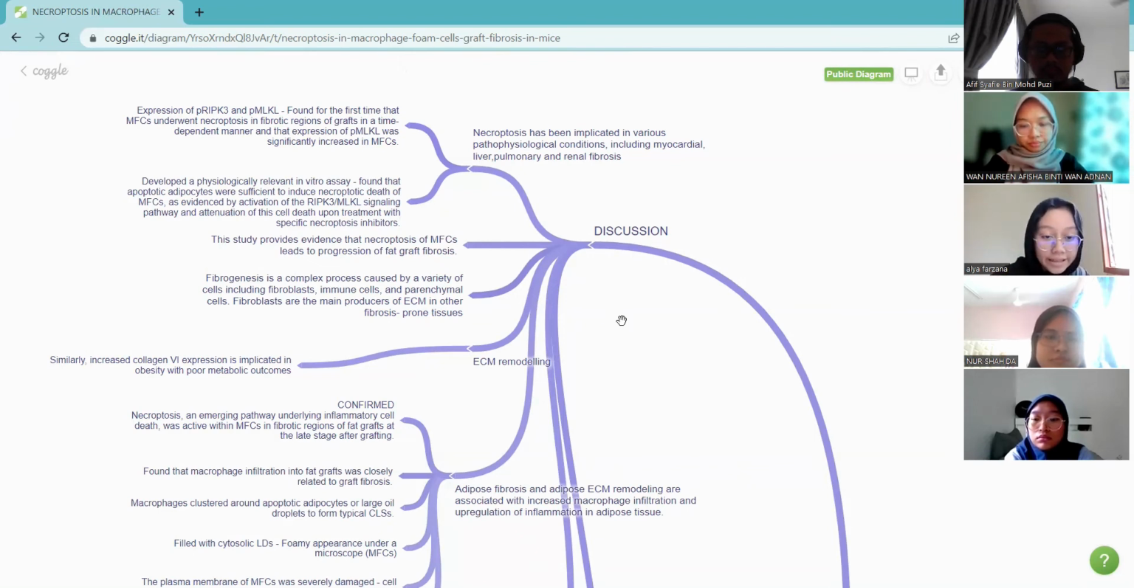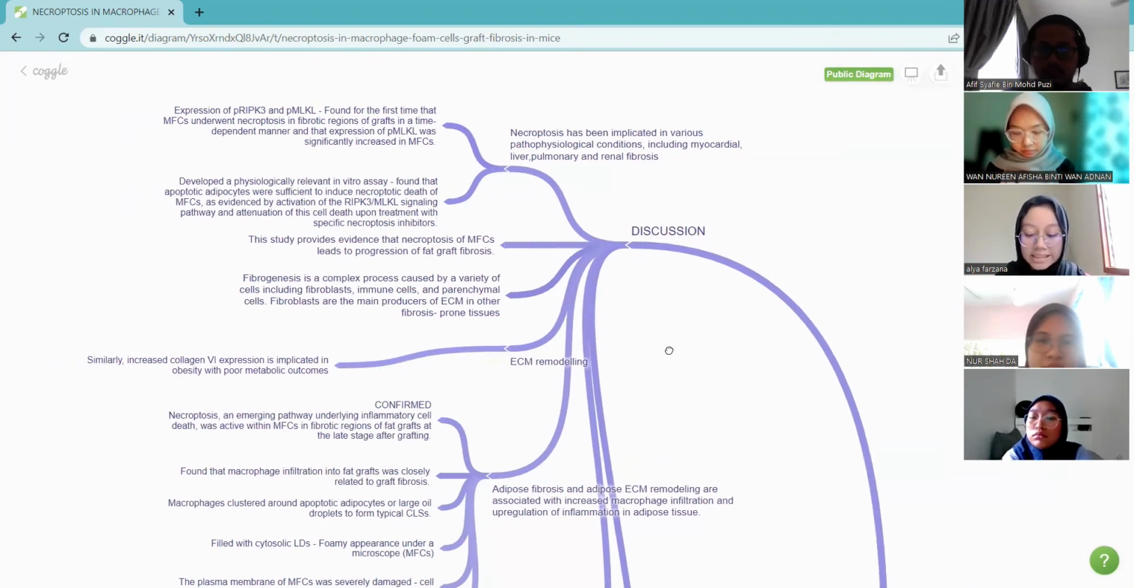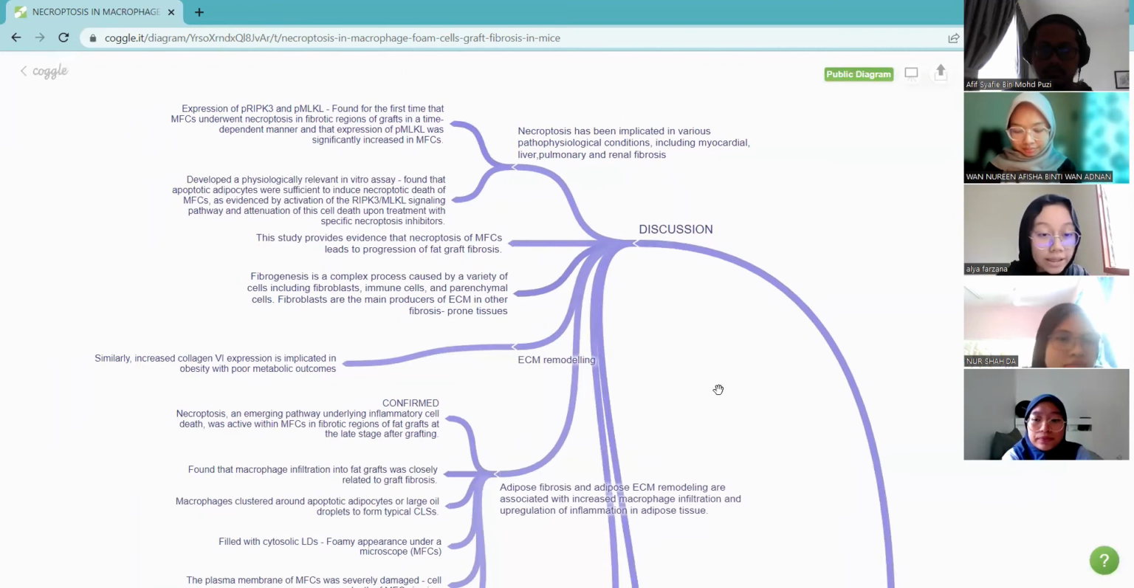During ECM remodeling, collagen 1 and collagen 4 were highly expressed, and the expression remained high for up to 4 to 16 weeks in fat grafts relative to before grafting. In particular, collagen 1 molecules were staggered and interwoven with each other to form thick collagen bundles around OILCs or dead adipocytes in fat grafts, which is reportedly important for limitation of adipose tissue expansion. Similarly, in real life, increased collagen 4 expression is implicated in obesity with poor metabolic outcomes.